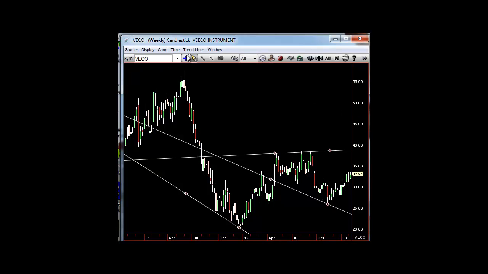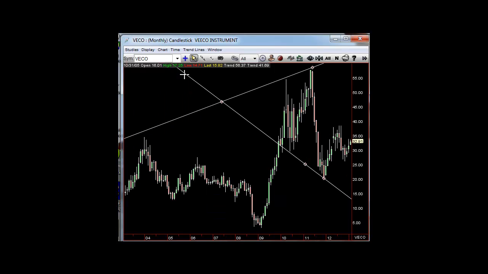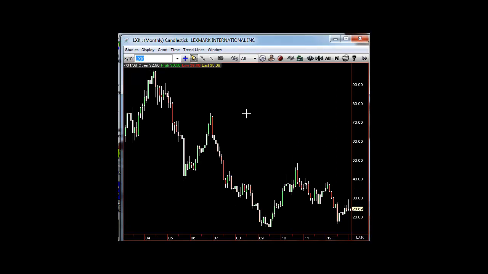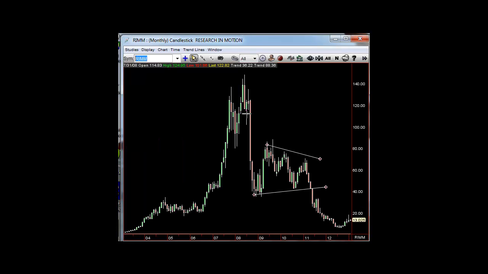For the monthlies in TAC, you got TIBX inside month. You got LXK in the printers. Inside month reversal strategy. So that could be a problem there if we start selling off much like that Intel. And RIM's been all over the place, but RIM's going to finish off as another monthly shooting star. Of course, that would have to confirm by going lower.